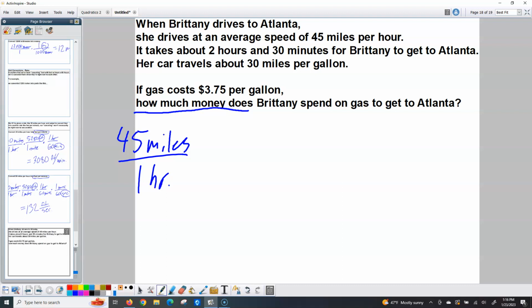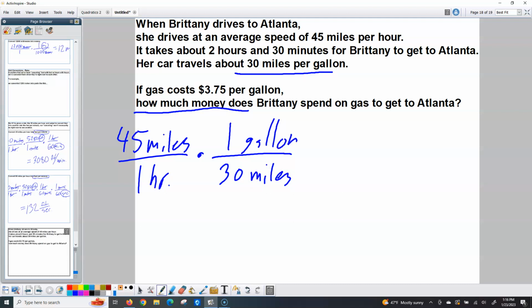So I have 45 miles per hour. There's something up there with miles. Yep, right here, 30 miles per gallon. So I can cancel the miles. I can say 30 miles is equal to 1 gallon. So we're multiplying by 1 here. 1 gallon is 30 miles. Miles taken care of.